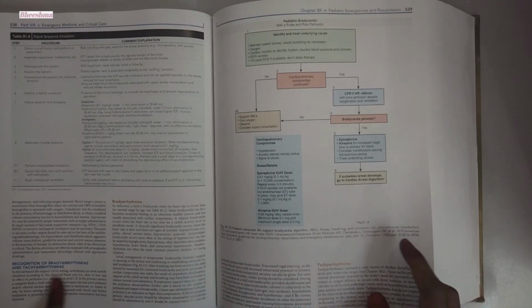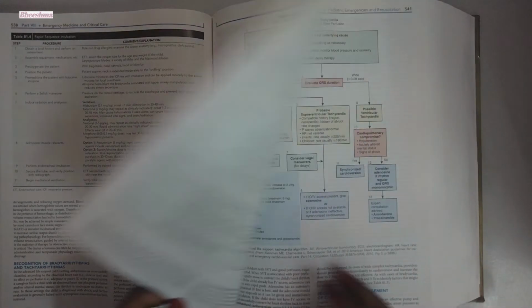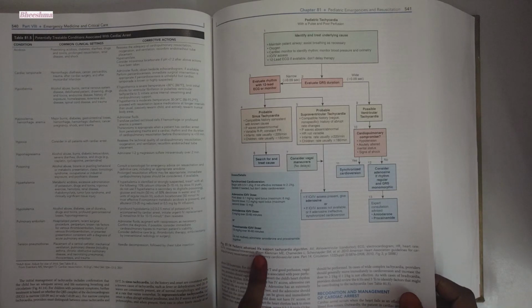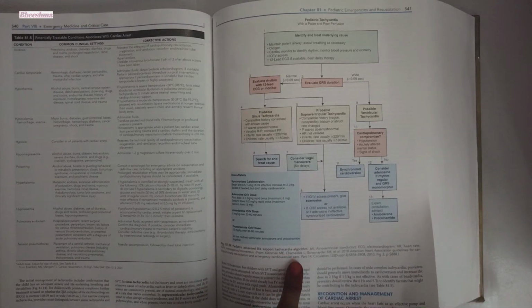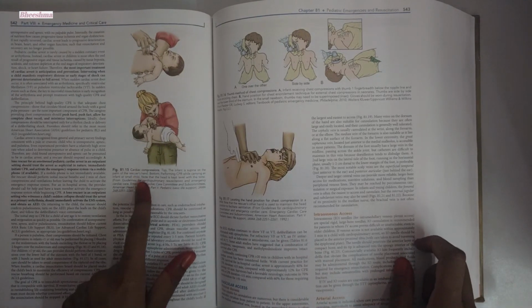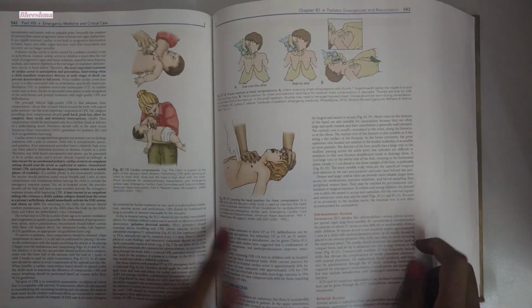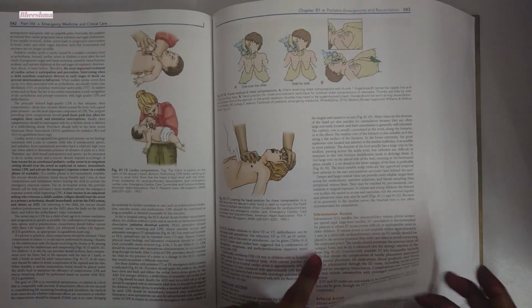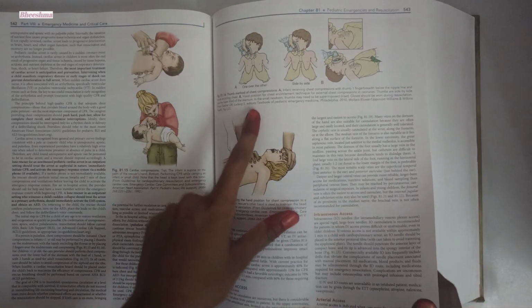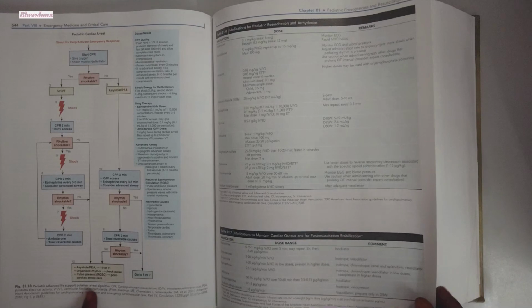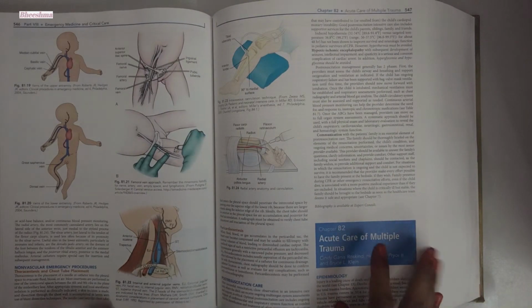Then about bradyarrhythmias and tachyarrhythmias. Here the pediatric advanced life support tachycardia algorithm. And here cardiac compression for a child with CPR, performing CPR. Then the thumb method for chest compression. And here the pediatric advanced life support pulseless arrest algorithm.